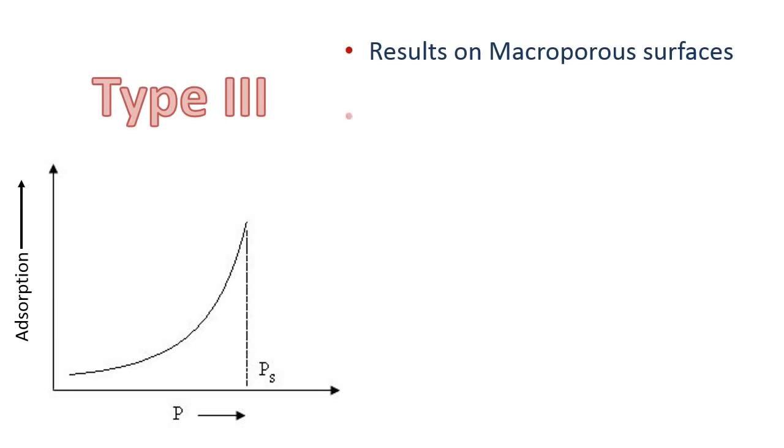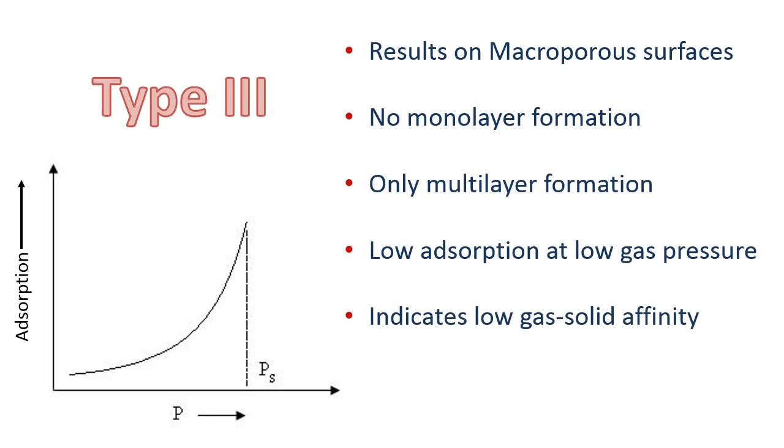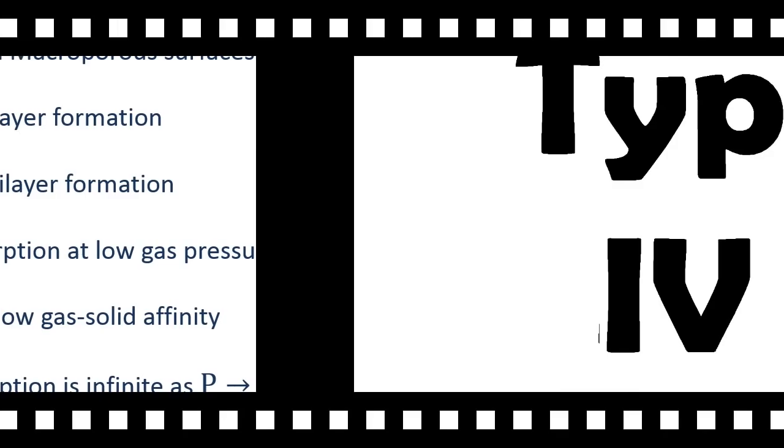Type 3 isotherms are only produced on macroporous surfaces. There are no monolayer formations, only multilayers. Low adsorption at low gas pressure indicates low gas-solid affinity. As the pressure approaches the pre-saturation of the gas, the adsorption becomes infinite.